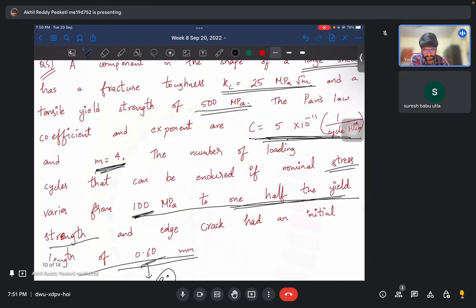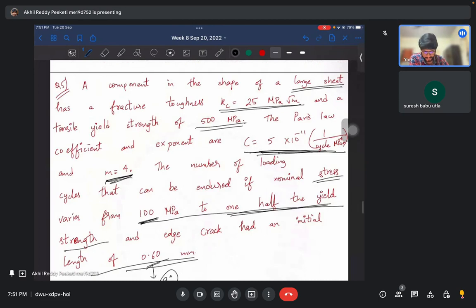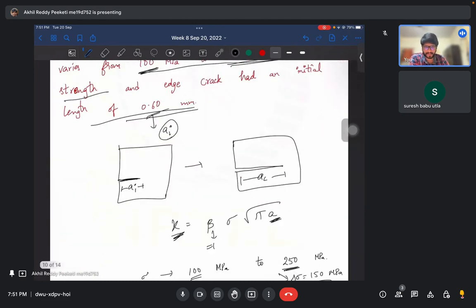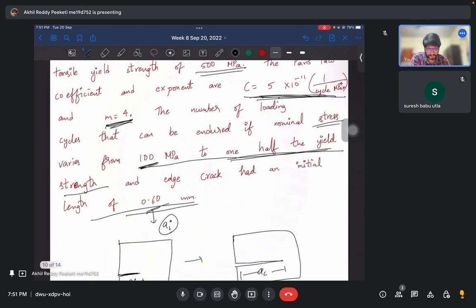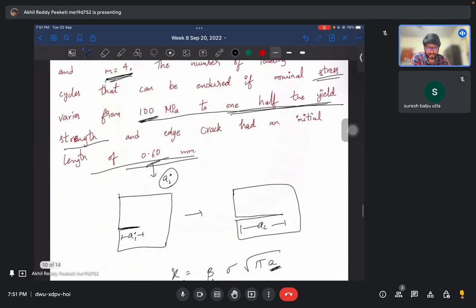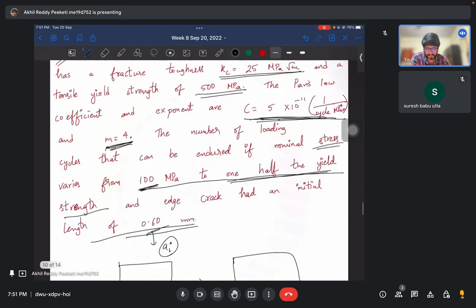So is this clear now, this kind of questions? So in a large sheet we have initially already some crack, and this is basically whatever we learned previously in the fracture toughness with fatigue. So that is where this Paris law comes into picture. Because of the fatigue loading the crack keeps on increasing, and because of that increase, we need to find how many cycles it can withstand.